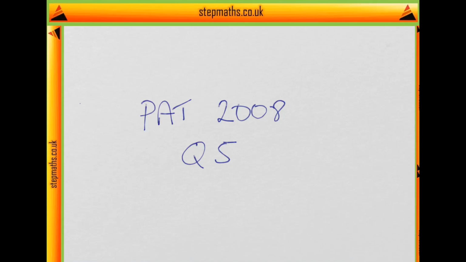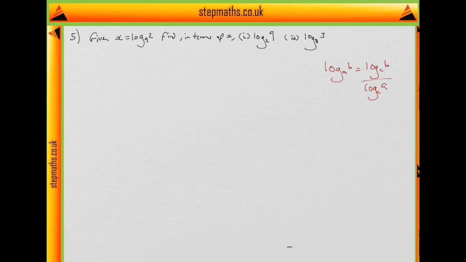Hi, today we're going through the PAT paper from 2008 looking at question 5. So question 5 says, given that x is equal to log base 9 of 2, find in terms of x, (i) log base 2 of 9 and (ii) log base 8 of 3. So let's start with part (i).